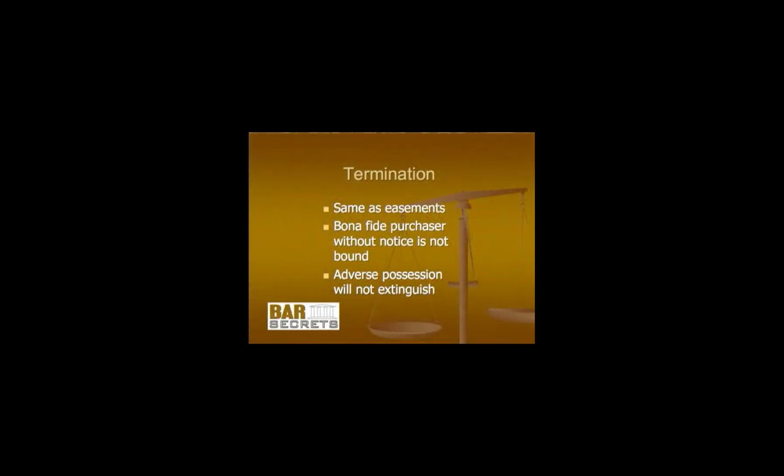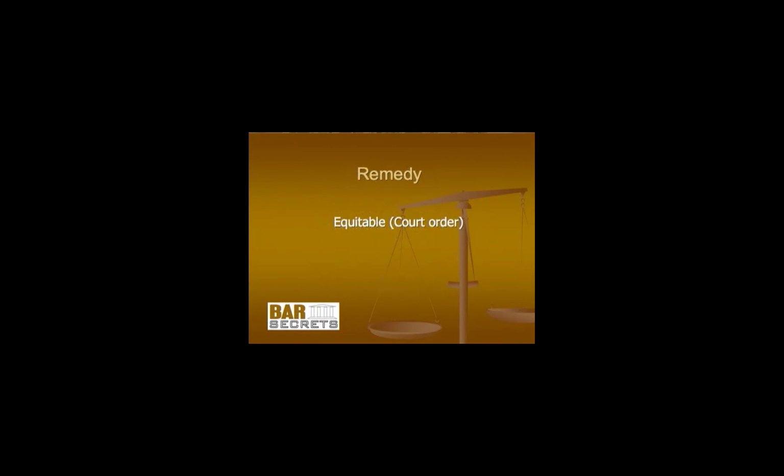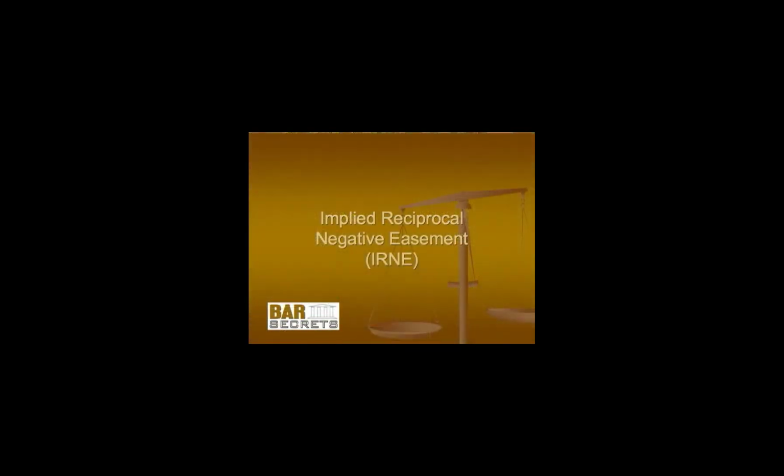Adverse possession will not extinguish a covenant. Remember again, the remedy in an equitable servitude is some type of court order, an injunction. So don't do an injunction analysis if you get an equitable servitude. Now finally, there's this topic of implied reciprocal negative easements, IRNE, implied reciprocal negative easements. What is this?